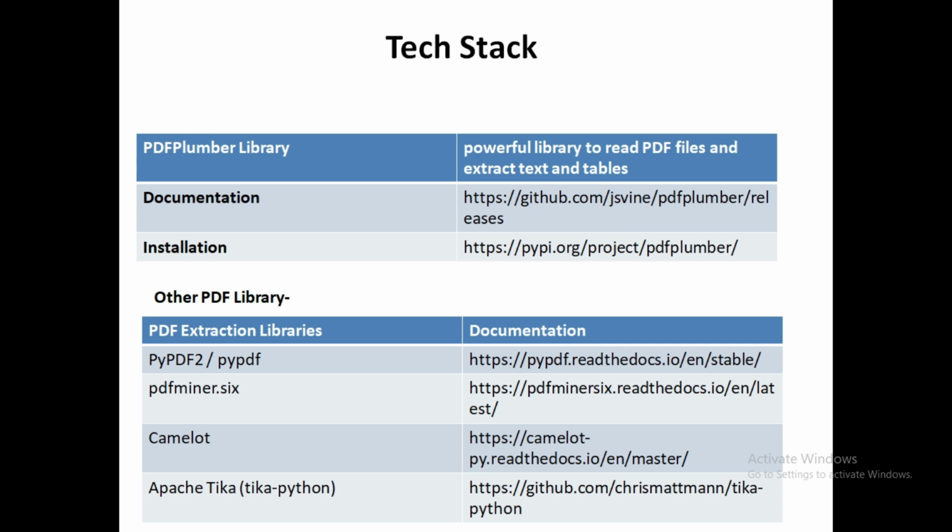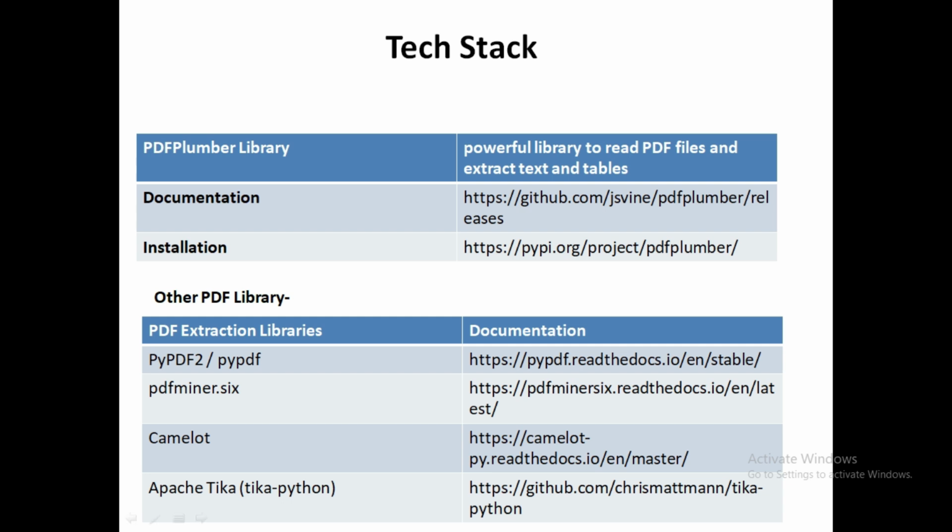So PDF Plumber is very helpful in cases where you have PDF files which have a combination of tables plus text. Also, I have mentioned the link for this documentation, so in case you want to go and understand this library, you can do that. With respect to installation, you can go to pip and install it in your Python.